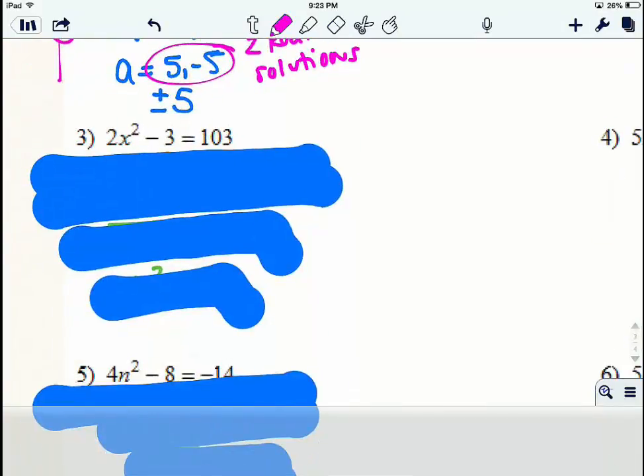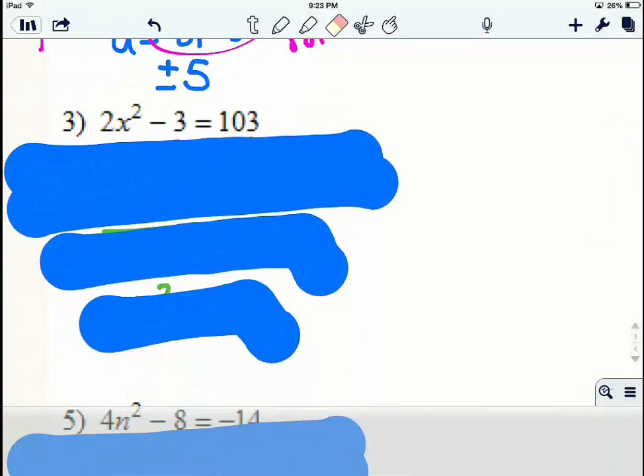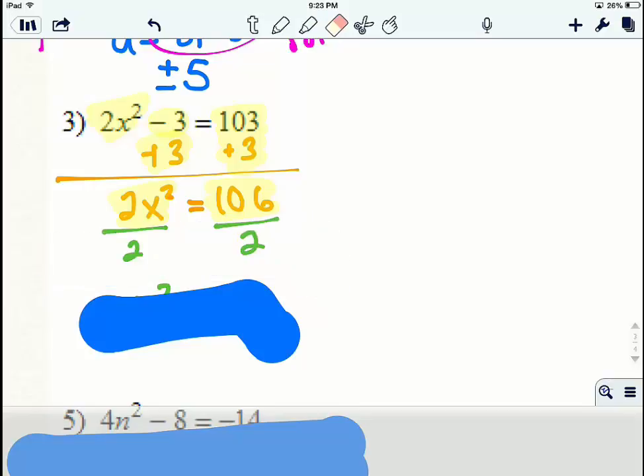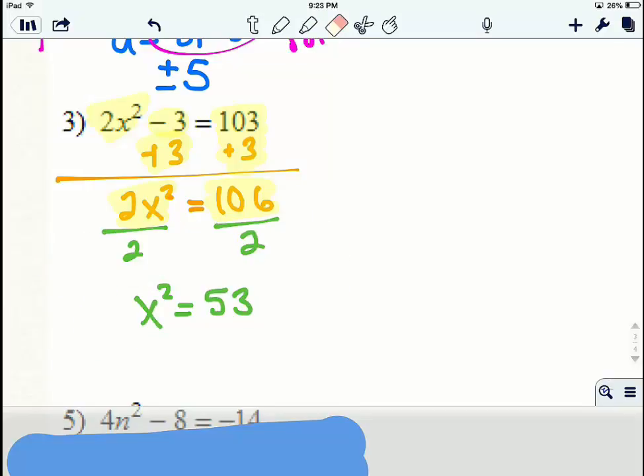Now let's look at number 3. We have 2x squared minus 3 equals 103. Step 1 would be to add 3 to both sides to get rid of this negative 3. And we've got the 2x squared stays down here, plus 3 makes it go away, and we get 106, 103 plus 3. Now we need to get rid of the 2, so we're going to divide both sides by 2, and that'll give us x squared equals 53.